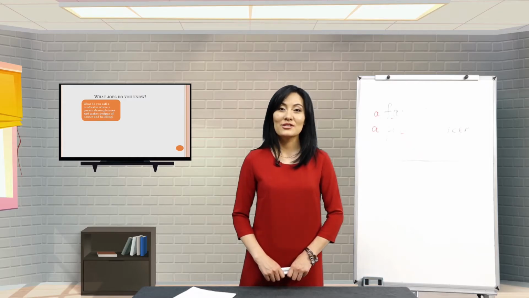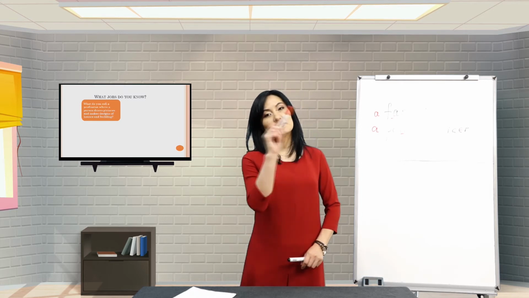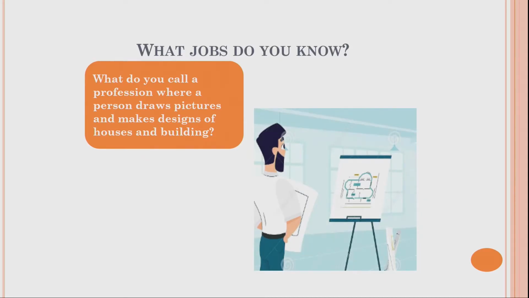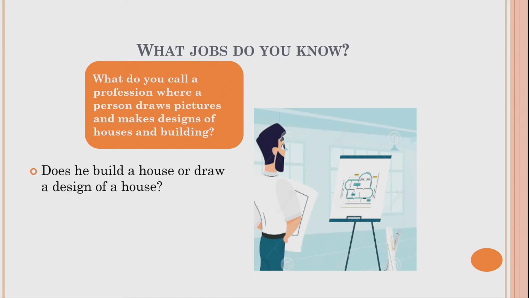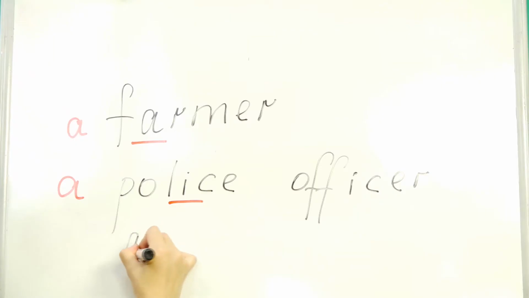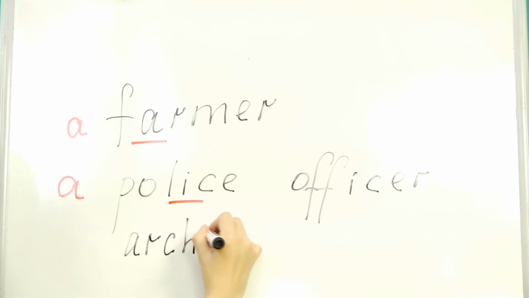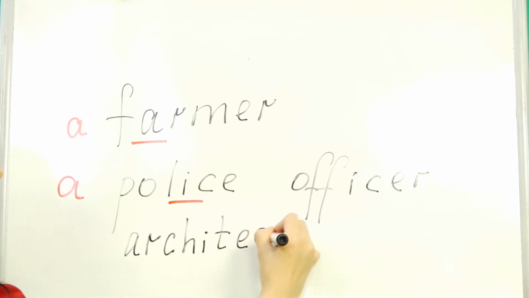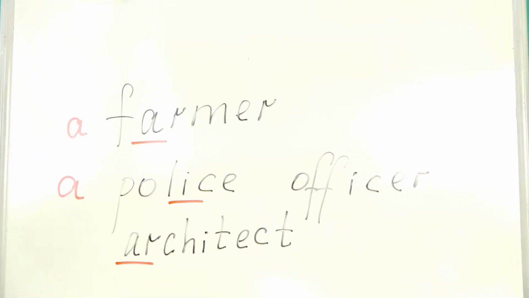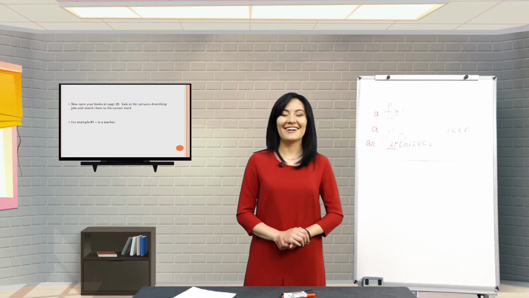Let's continue. What do you call a profession where a person draws pictures of houses? Yes, it's an architect. Does he build a house or draw a design of a house? He draws. Let's write this word together. An architect. An architect. A-R-C-H-I-T-E-C-T. Architect. Where is the stress? An architect. Good. An architect. Okay, let's continue, children.